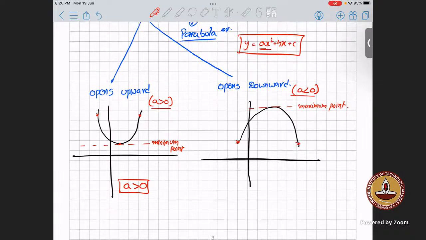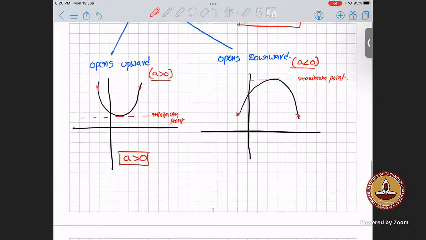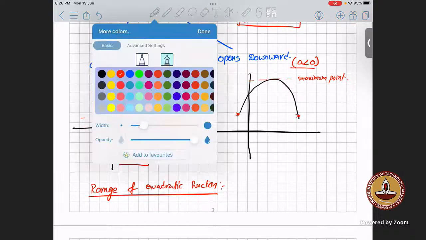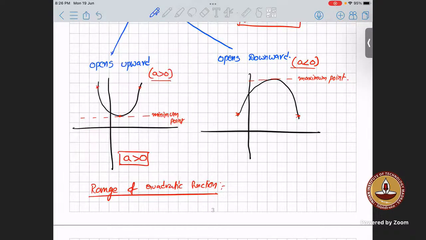Now I will ask you one question. Can anyone tell the range of a quadratic function? I will give you a hint. See this picture and this picture, any one of the pictures. So the range of a quadratic function is always 0 to infinity.